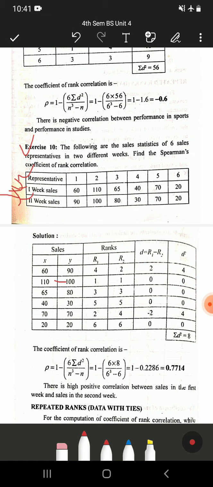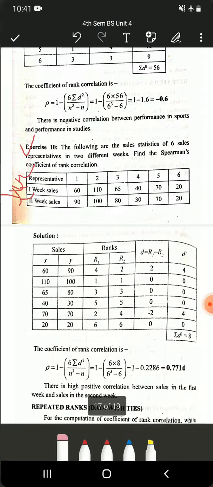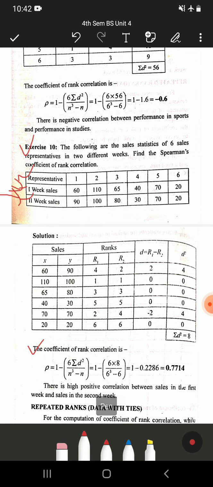Similarly, assign ranks for Y variables. Here highest value in Y is 100, so there you assign rank 1. The next highest is 90, so rank 2. The next one is 80, rank 3, and so on. Once you get R1 and R2, then find out the difference between two ranks for each values, and then take the square and then add all the values of D square. So then the coefficient of rank correlation would be rho equal to 1 minus 6 into 8 divided by, your n is 6, so it is 6 cube minus 6, so you will get 0.7714.